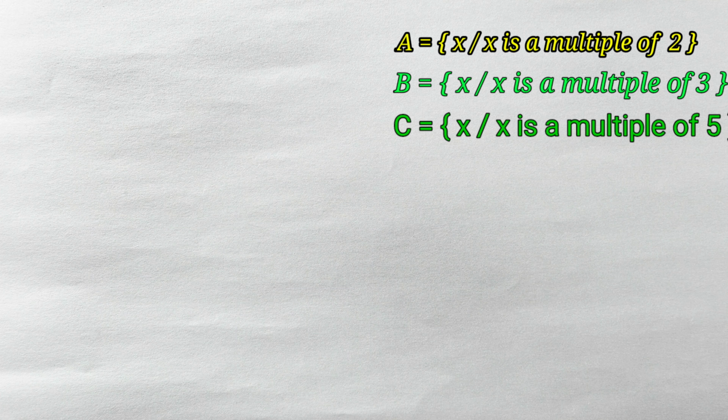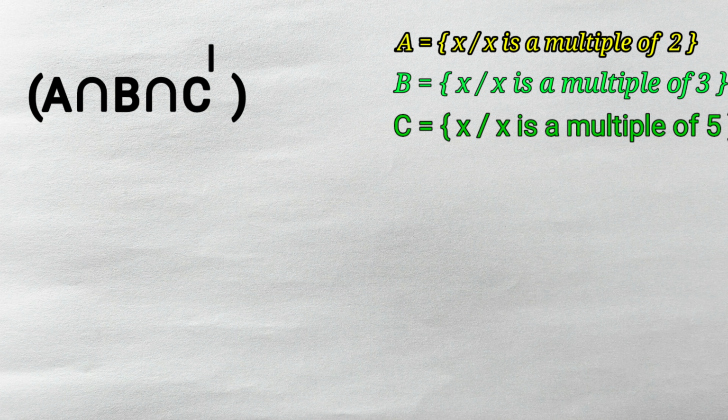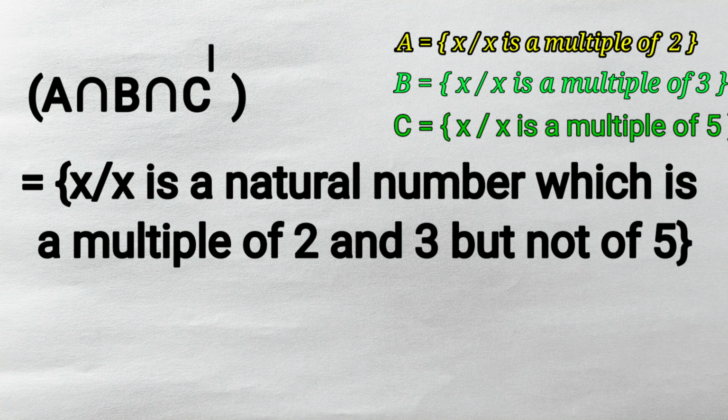If you take the set A intersection B intersection C complement, it gives the meaning that the set of x such that x is a natural number which is a multiple of 2 and 3 but not a multiple of 5.